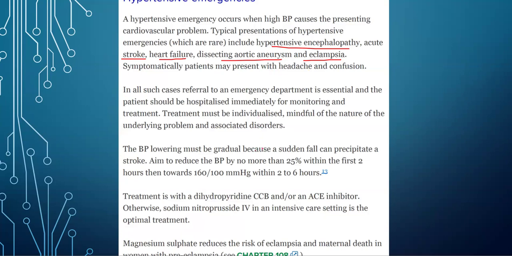You can't reduce the blood pressure heavily or rapidly in this patient. Your aim will be to reduce the blood pressure by no more than 25% within the first 2 hours, and you will just lower it down to 160 by 100. So you don't give a lot of blood pressure medication for this patient because it can precipitate a stroke. It has to be gradual lowering of the blood pressure. And treatment for this kind of emergency is a CCB like amlodipine, or calcium channel blocker, plus or minus an ACE inhibitor.